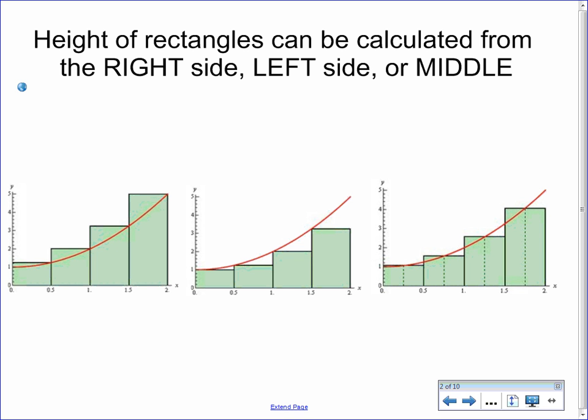Now I want to talk about right, left, middle. Okay. For the right endpoint, the right side of each of these rectangles lies on the curve. For the left endpoint, the left side of each rectangle lies on the curve. For the midpoint, the middle of each rectangle lies on the curve. Okay. That's what separates the difference between these three.